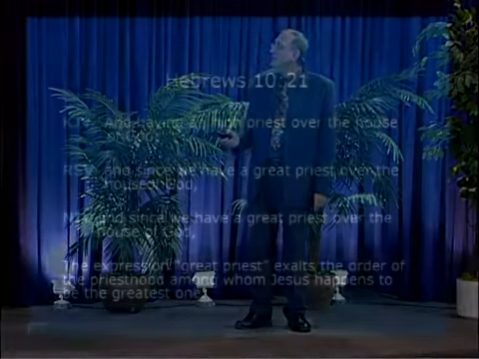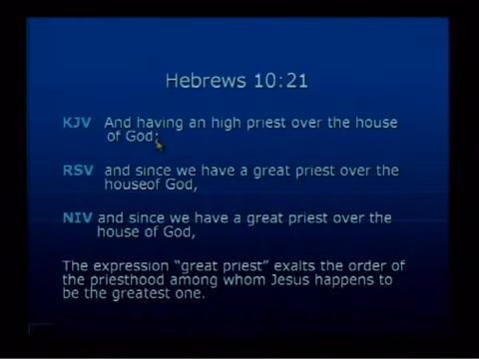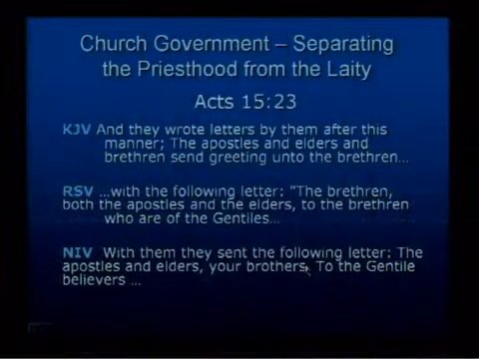Hebrews 10:21, King James: "And having a high priest over the house of God." An high priest. RSV: a great priest. NIV: a great priest. Okay? That implies that there can be other priests. If there is a great priest, it implies there can be priests that are not so great, also officiating, but a high priest is one priest. So now you can have a priesthood, very important. And this is a bomber.